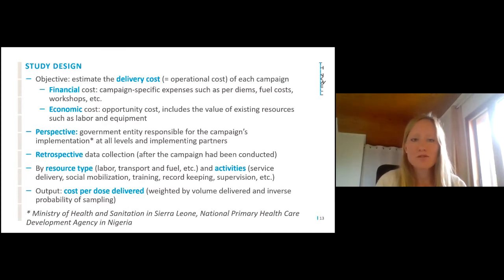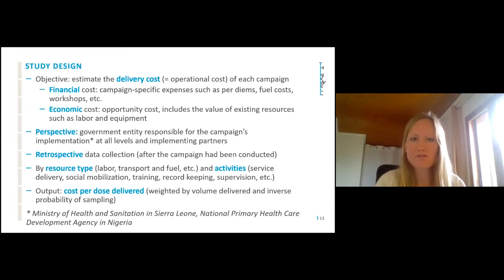And economic costs reflect the full opportunity cost of a campaign. So in addition to the financial outlays specific to a campaign, they also include the value of existing resources, like the cost of a health worker's time and the value of, for example, cold chain equipment or vehicles that are being used for the campaign.